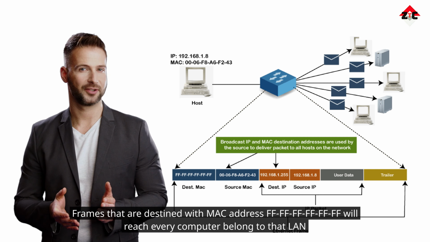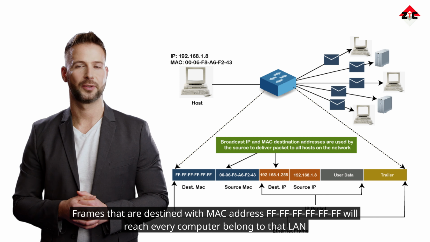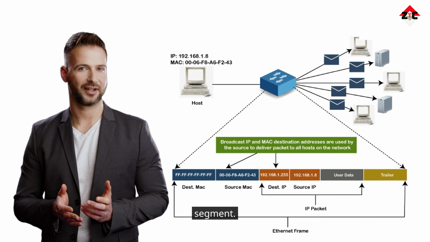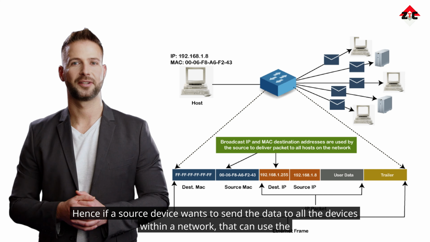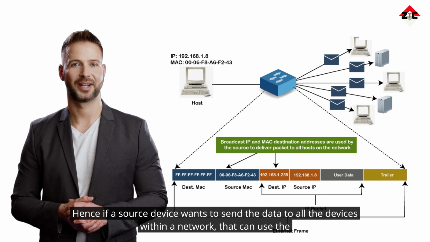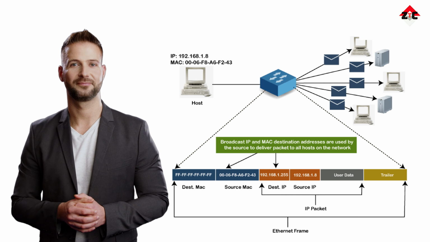Frames that are destined with MAC address FFFFFFFFFFFF will reach every computer belonging to that LAN segment. Hence, if a source device wants to send the data to all the devices within a network, it can use the broadcast address as the destination MAC address.